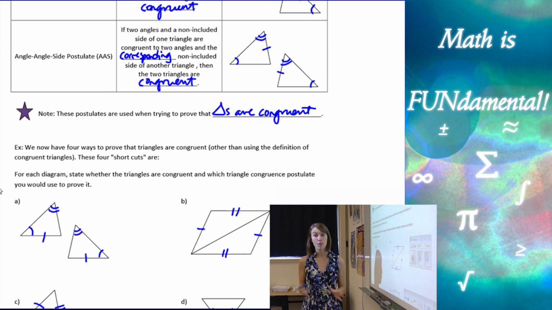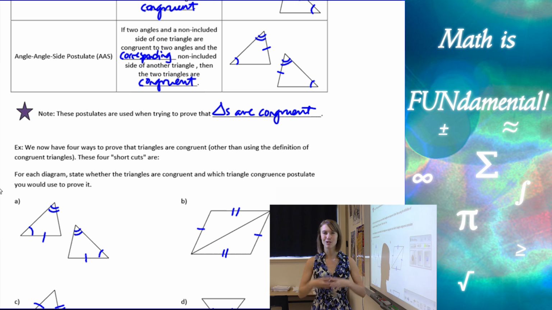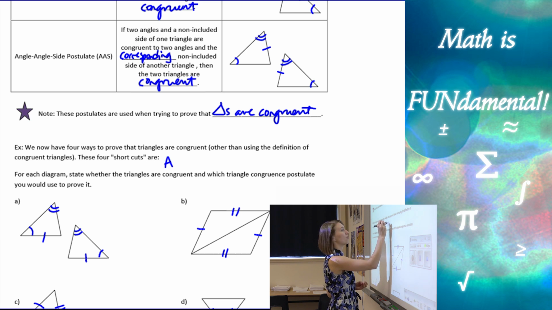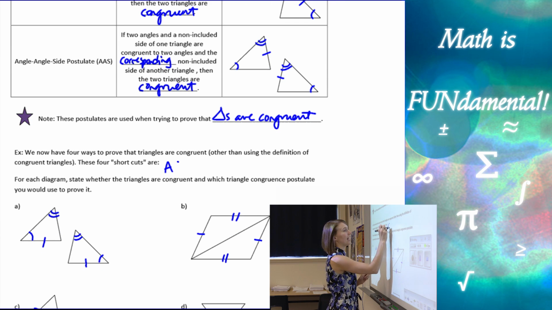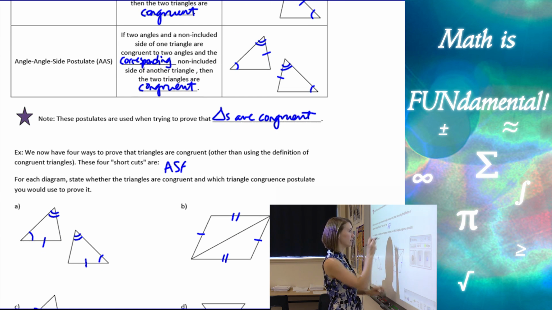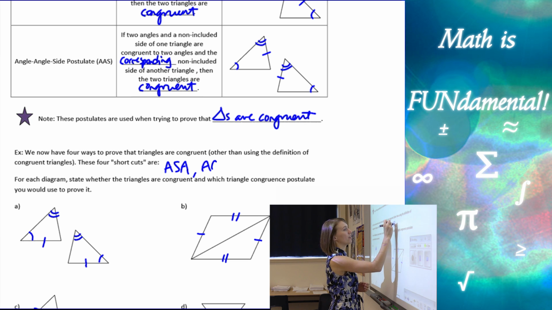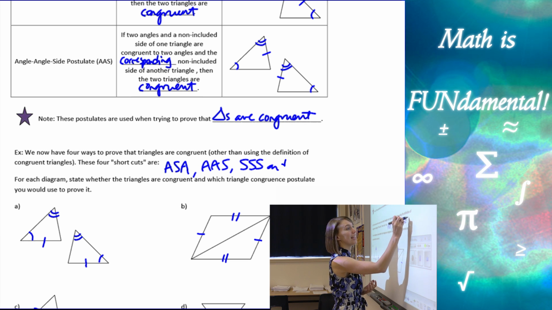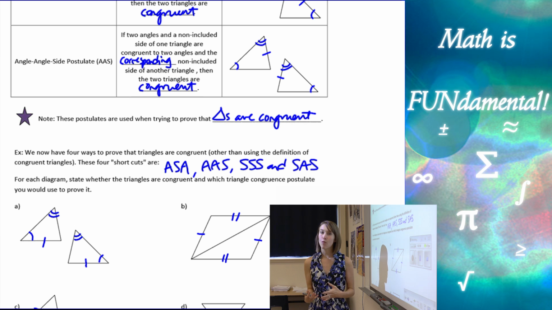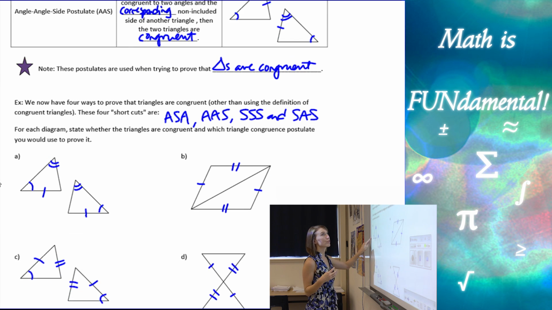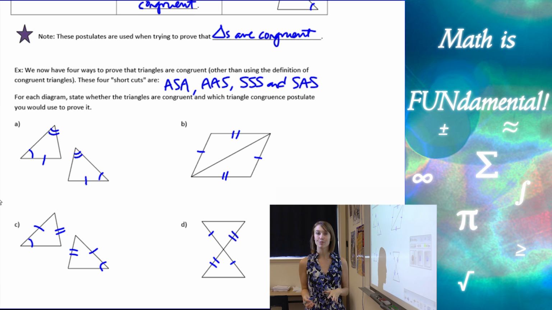Okay, so we now have four ways to prove that triangles are congruent, other than using the definition of congruent triangles, which requires us to use all six corresponding parts. Today we learned angle-side-angle and angle-angle-side, and in the last video we talked about side-side-side and side-angle-side. So here are the four things we can look at now when we're trying to figure out why two triangles are congruent to each other.